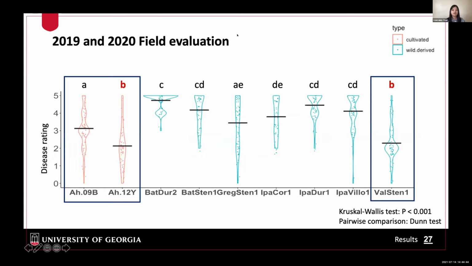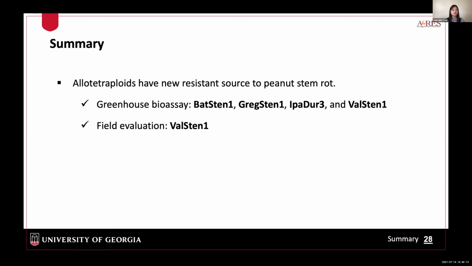Going to the field evaluation result. We did not include all 13 tetraploids as we did in the greenhouse since the field capacity is not enough for the 13 tetraploids. But again, the left 2 in red show the susceptible O9B and the resistant 12Y. And ValSten shows the lowest disease among these 7 tetraploids. ValSten is significantly lower than O9B and as resistant as 12Y.